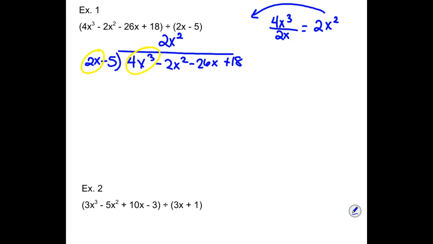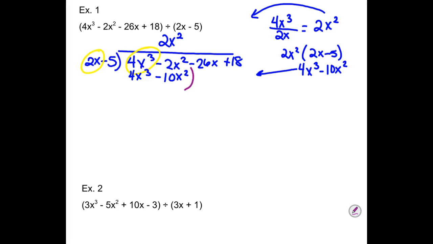And then I need to take that 2x squared and multiply it back to my divisor. When I do that, I get 4x cubed minus 10x squared. And that's what I have to subtract off of this polynomial. So 4x cubed minus 10x squared. I am subtracting, and do be careful with that subtraction step. That's where most people make their mistakes.